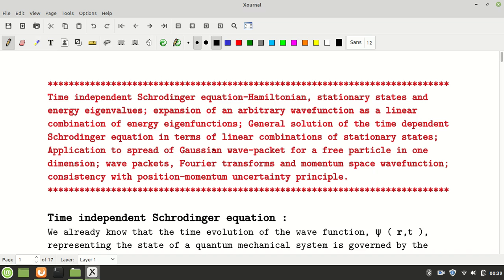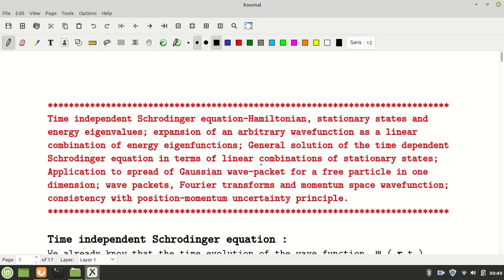Well, this lecture is based on two topics. One, the time independent Schrodinger equation, and the other is the Gaussian wave packet as a solution for a free particle. So let us start from the time independent Schrodinger equation.